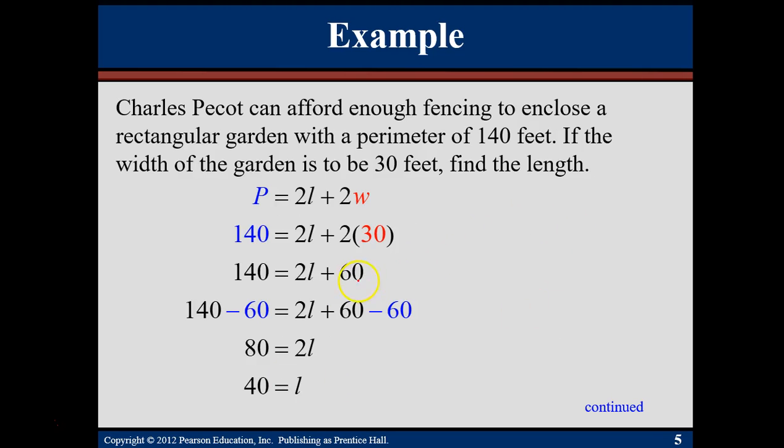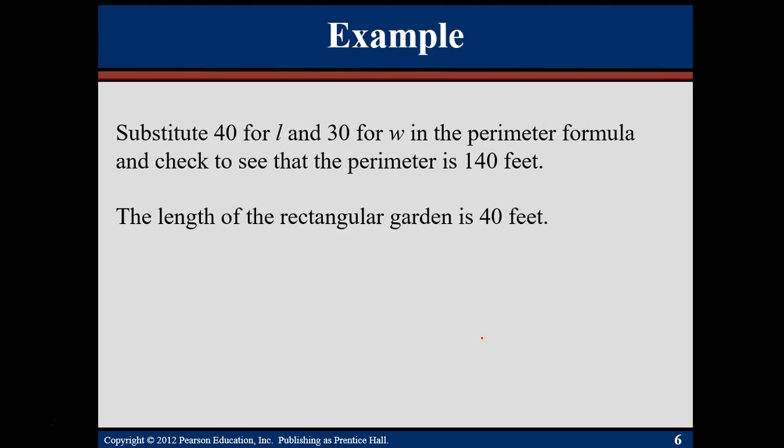2 times 30 is 60. But I want to isolate L, so I'm going to subtract that on both sides. 140 minus 60 is 80. And of course, 60 minus the 60 will give us our additive identity of 0. Now I could divide both sides by 2, and I find that I need the length to be 40. 40 plus 40 plus 30 plus 30 will give me 140.